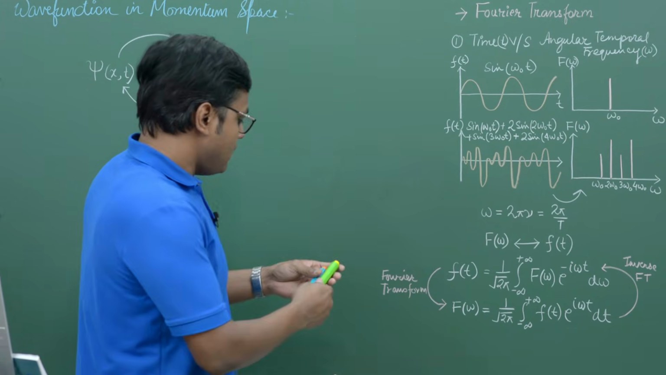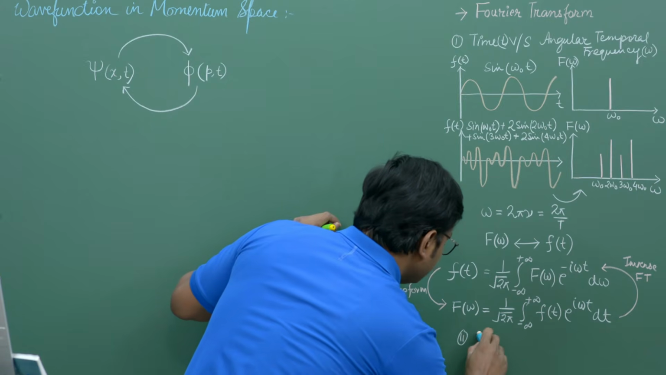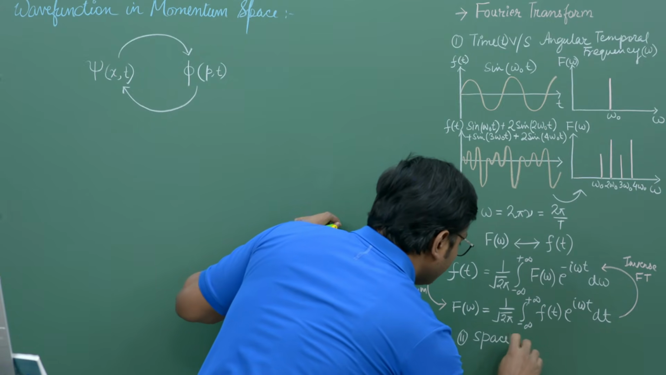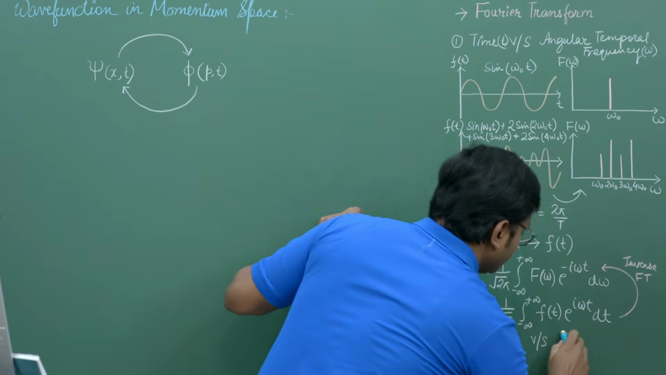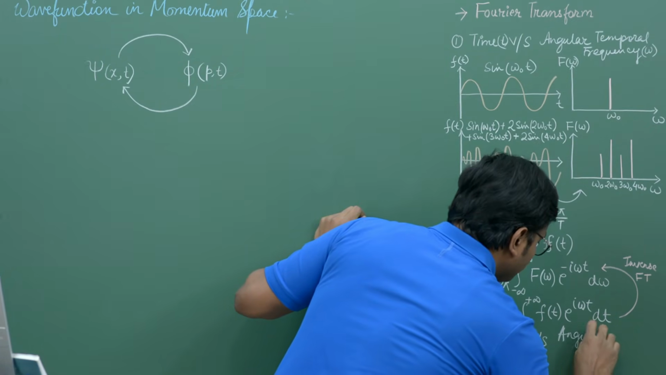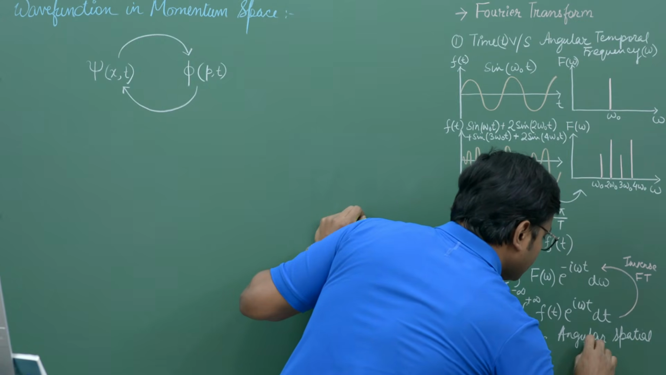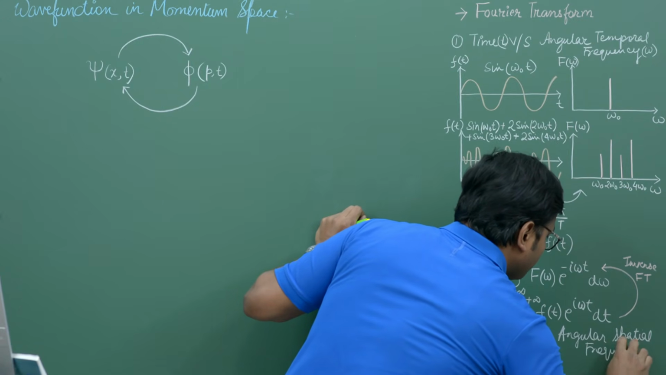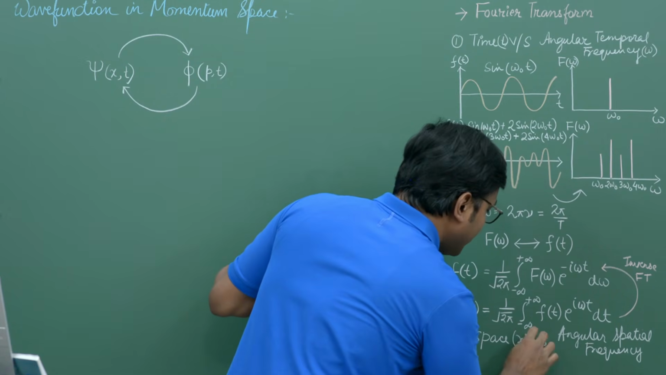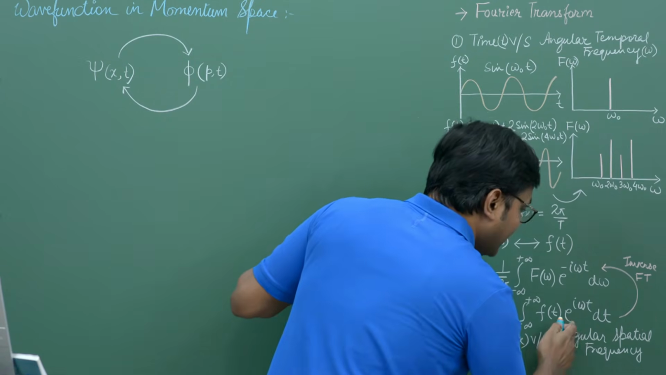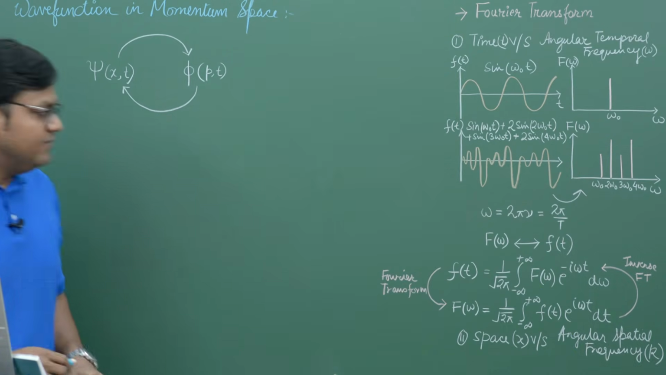So, for example, let's suppose I call this point number 2, space versus angular spatial frequency. So, space means if a particle is in motion with respect to the x-axis, I call it x or position, and angular spatial frequency is k, also called the wave number.